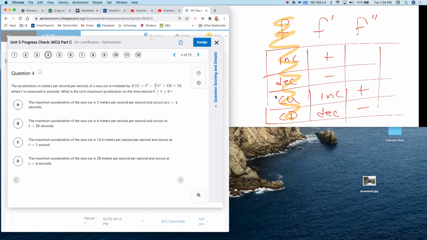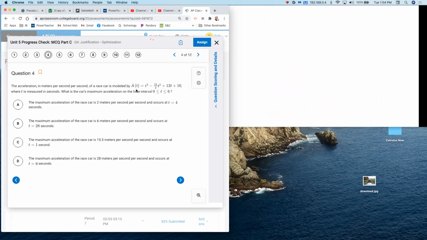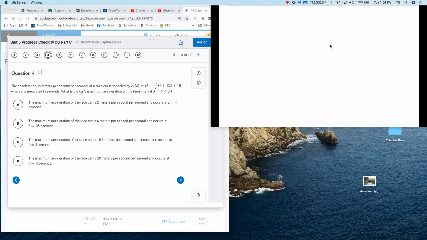Okay, so 4. The acceleration in meters per second is given by this. What is the car's maximum acceleration? So if you're looking for the maximum acceleration, you're trying to maximize this. Now, you don't have to really think, oh, isn't that another step up? You have to just know that this doesn't say find the absolute maximum or the relative maximum, it's saying find the maximum.